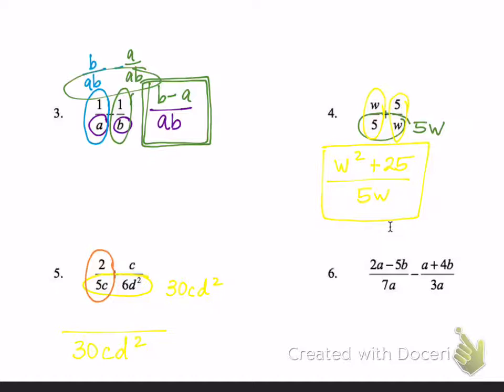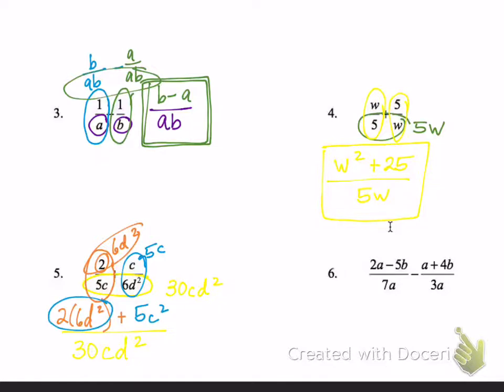6 and then d squared. So I'm multiplying this 2 by 6d squared. If I do 2 times 6d squared, that would be 12d squared. And then my second fraction, what am I multiplying that by? The 6d squared to get 30cd squared. 5c. So this times 5c would get me 5c squared.